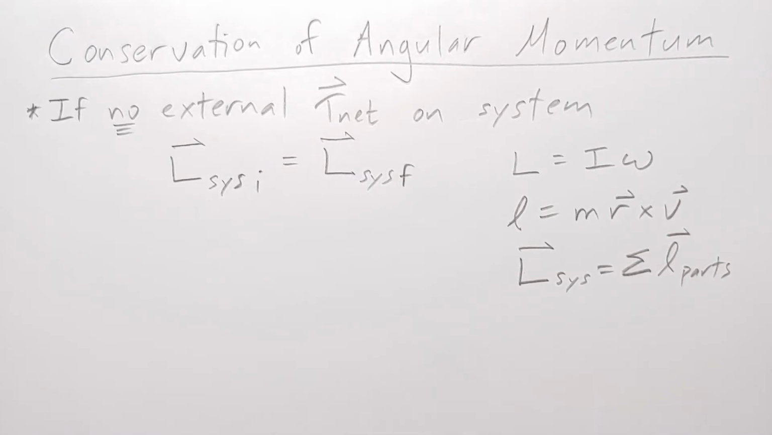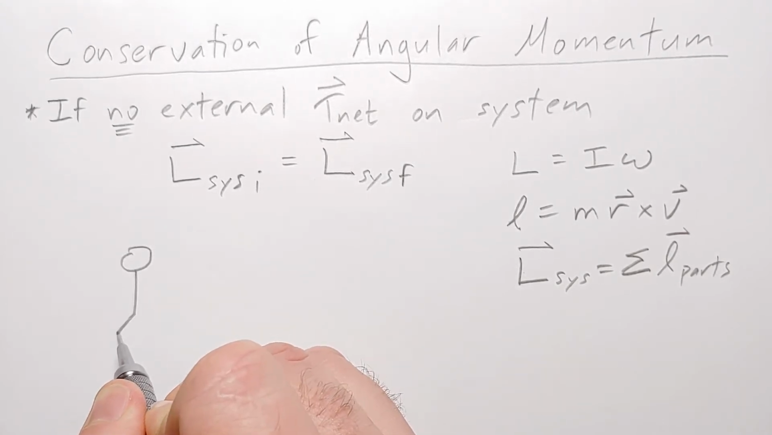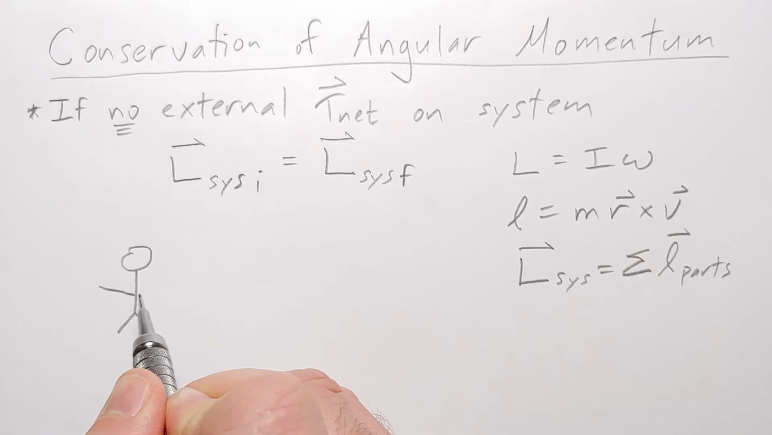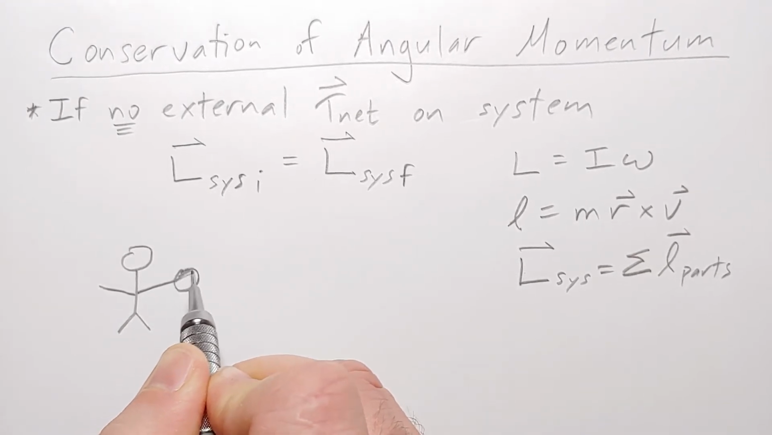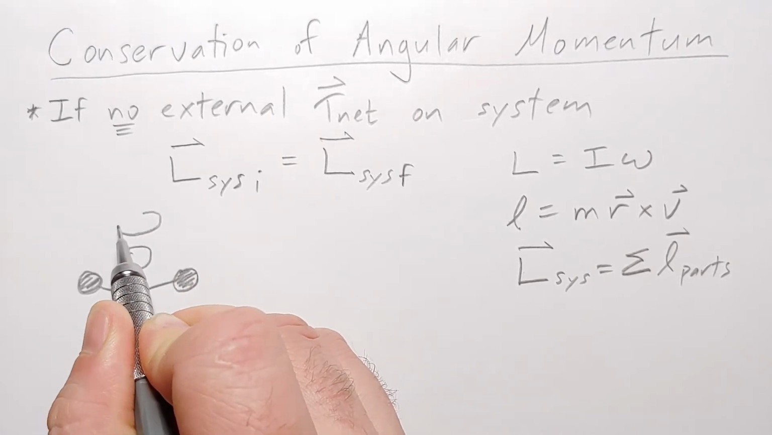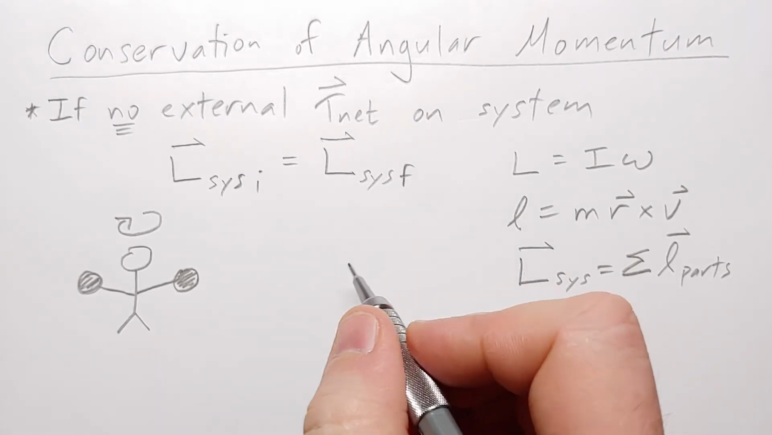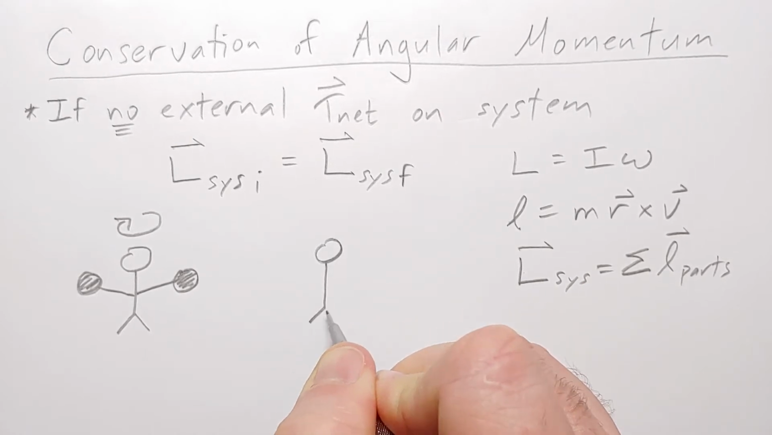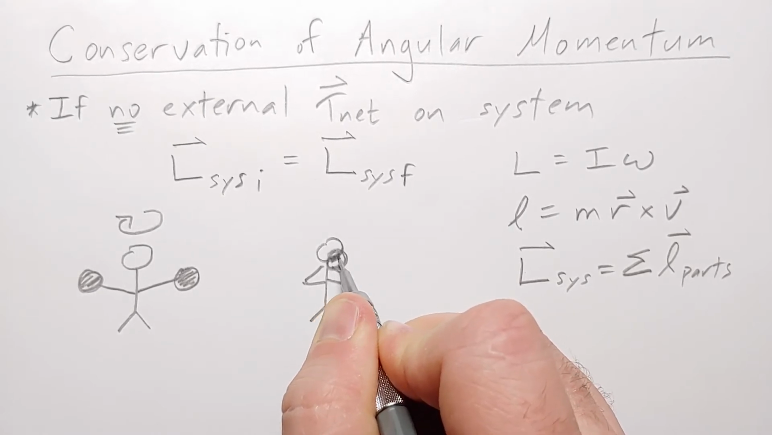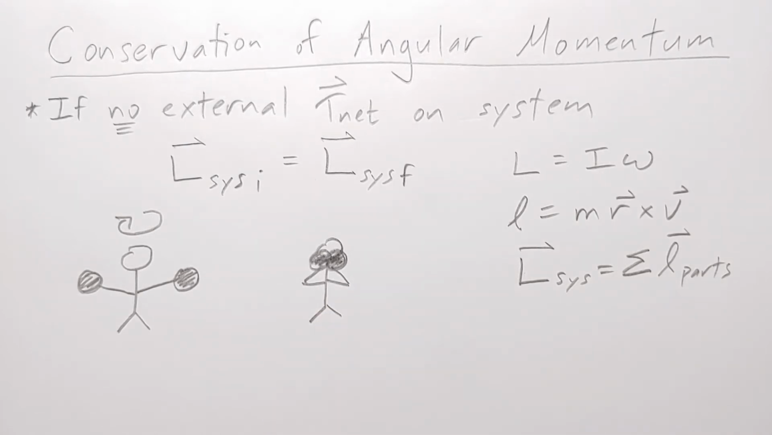And so for this problem, let's assume we have a person who is sitting in an office chair or some sort of chair that can spin, and they are holding a couple of bowling balls out. And they start rotating. And then as they're rotating, they're going to bring the bowling balls in closer to their body. So at the end, it's going to look more like this. And so the question is, what's going to happen?